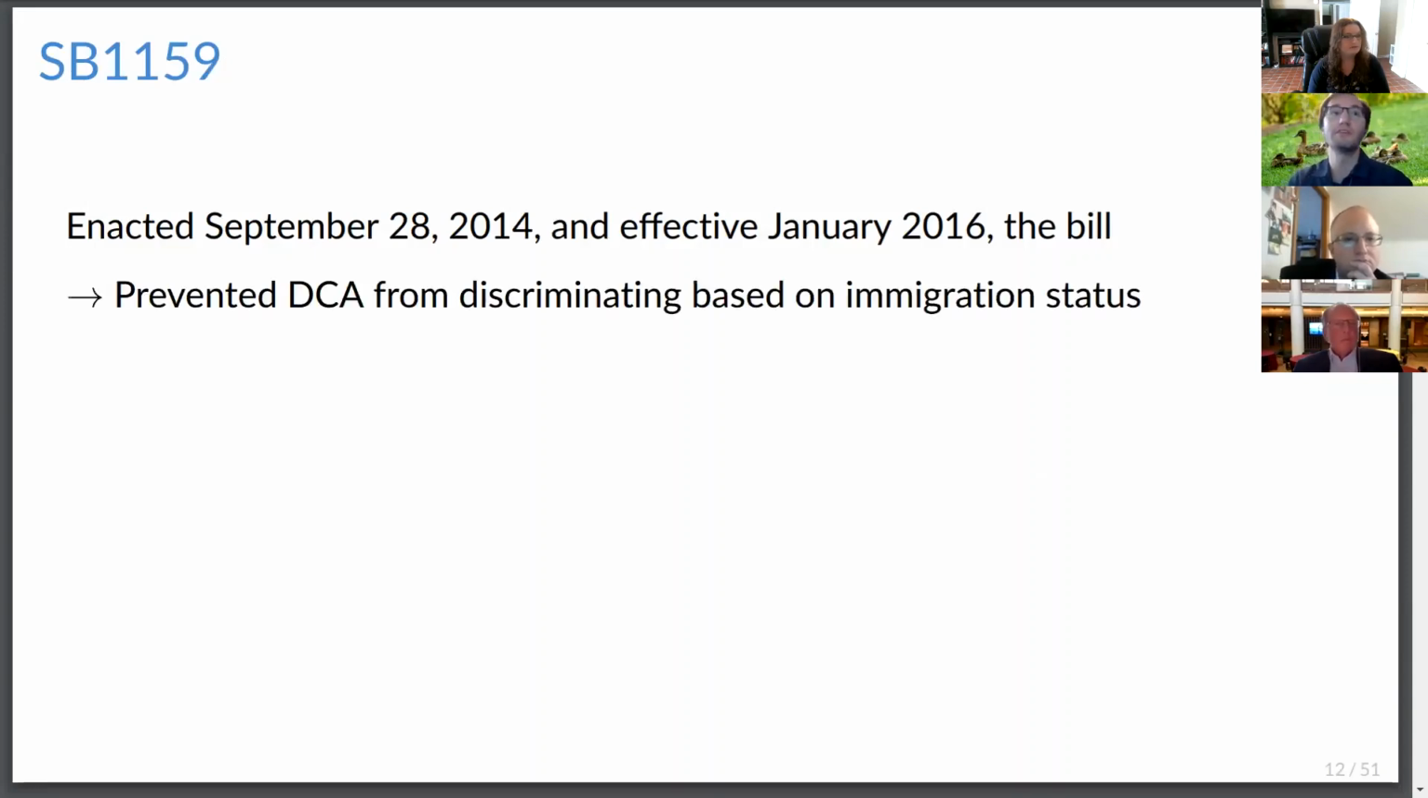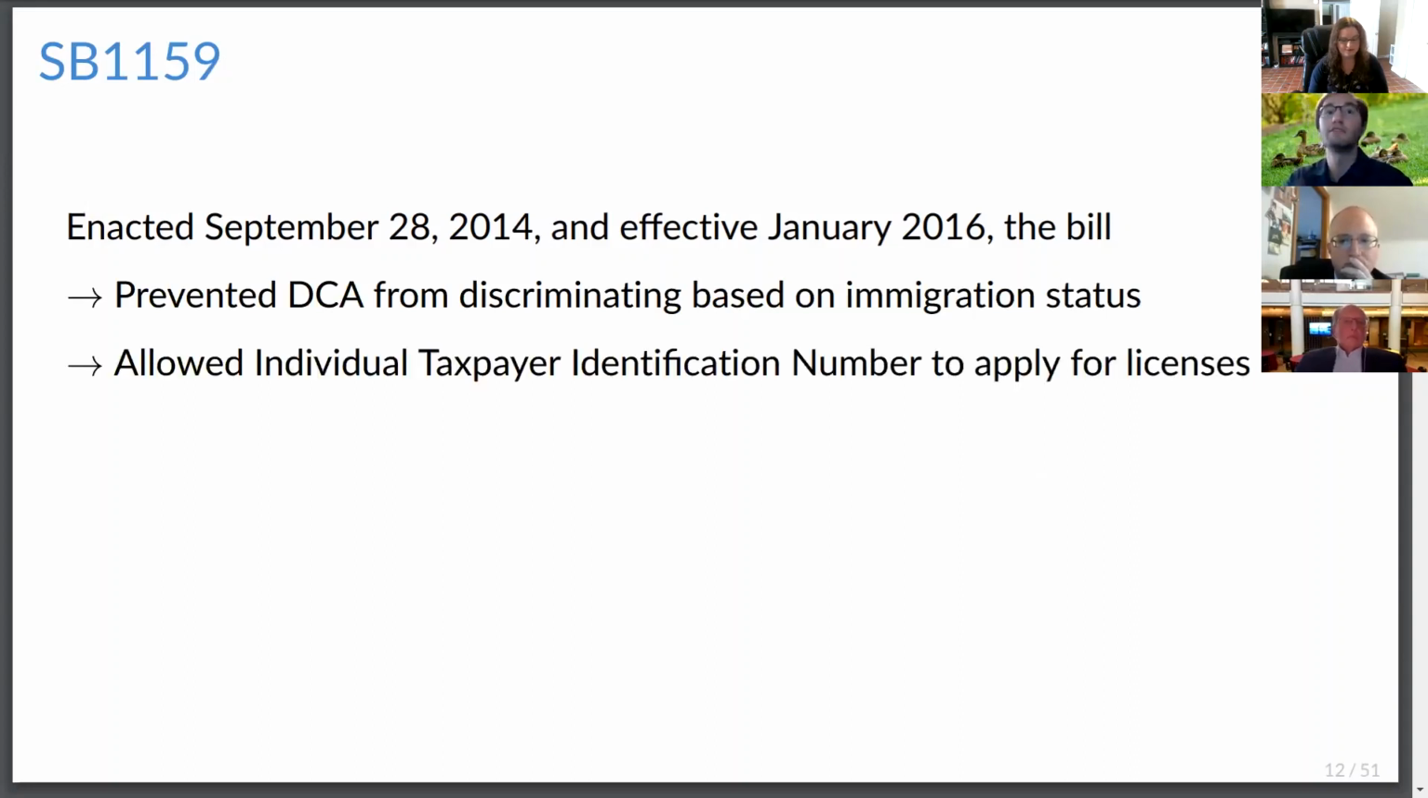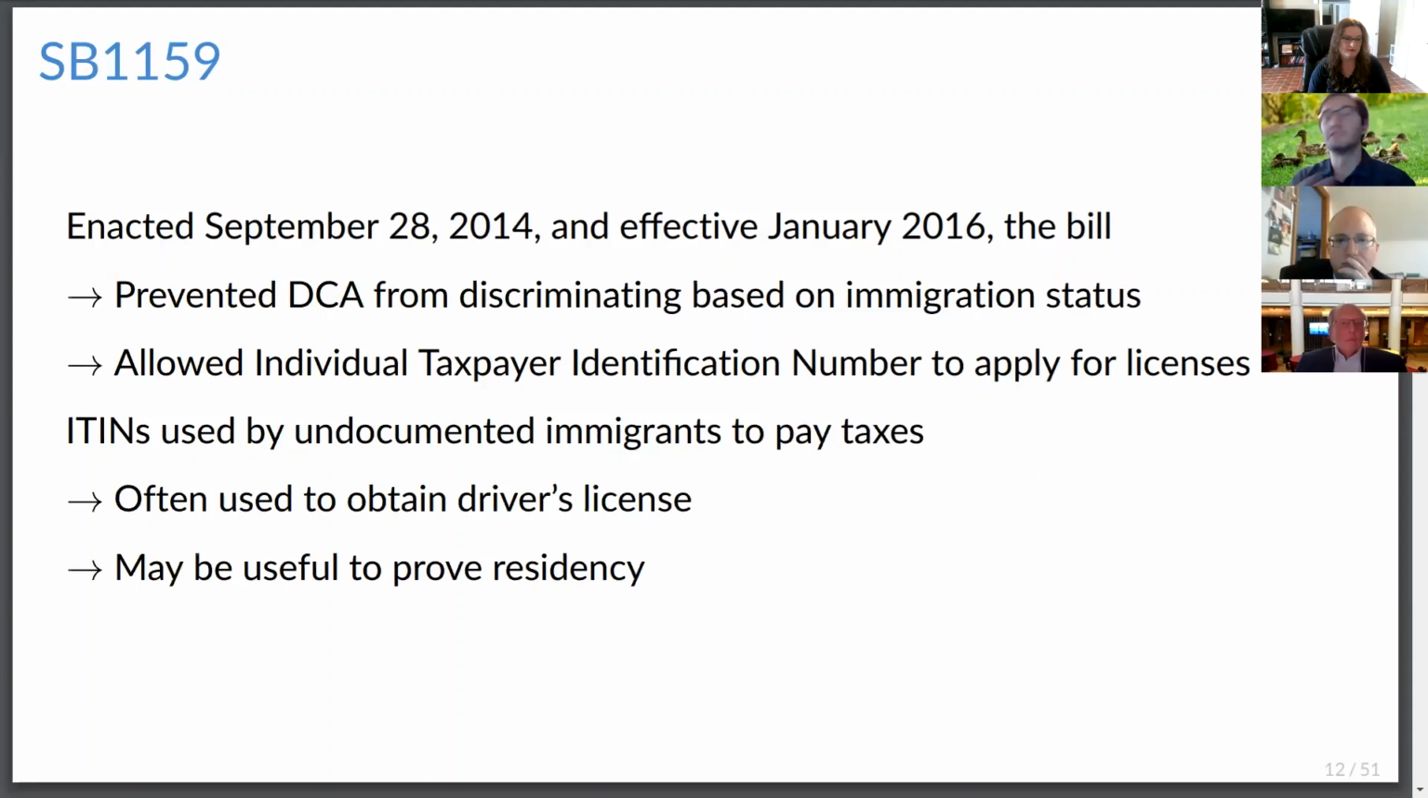Okay, so let's talk a bit about the policy. This was enacted around the end of 2014, and boards had to be compliant by 2016. The bill prevented the California Department of Consumer Affairs from discriminating in giving licenses based on immigration status. It allowed individuals, when they apply for licenses, to use an individual taxpayer identification number instead of a Social Security number. This is a document that's used by many undocumented immigrants to pay taxes. It could be used to obtain a driver's license, and it may be useful at some vague point in the future, if there's some future amnesty law, to prove residency in the United States. So I think use of these is fairly common.